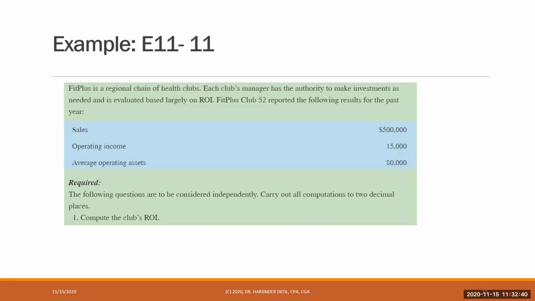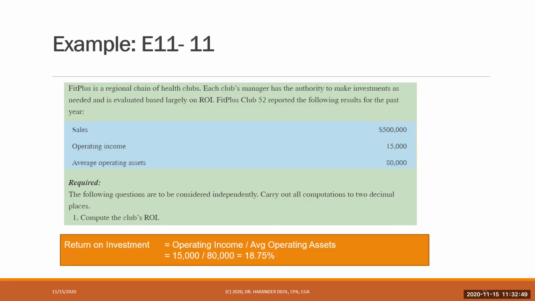First, calculate the club's return on investment currently. The current return on investment is the operating income of $15,000 over average operating assets of $80,000, 18.75%.